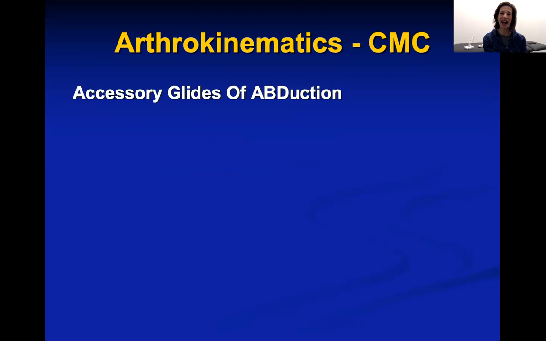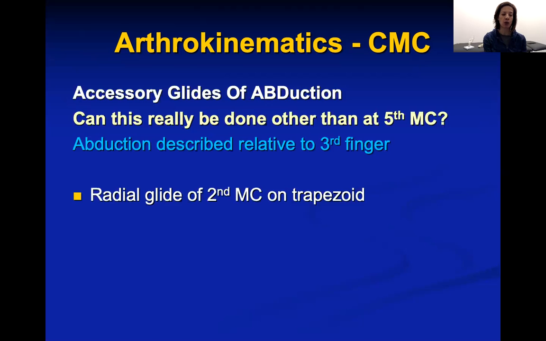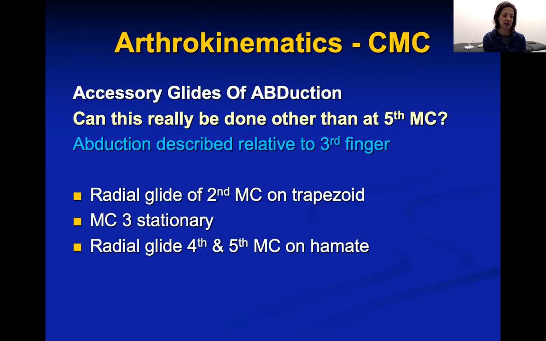Accessory glides of abduction. Can this really be done other than the fifth metacarpal? Abduction is described relative to the third finger. So the radial glide of the second metacarpal on the trapezoid, is that really possible? And the third is stationary.